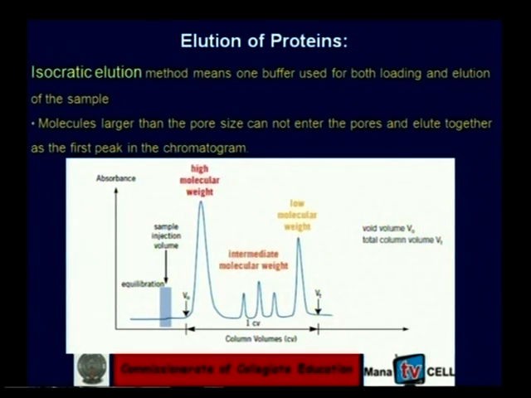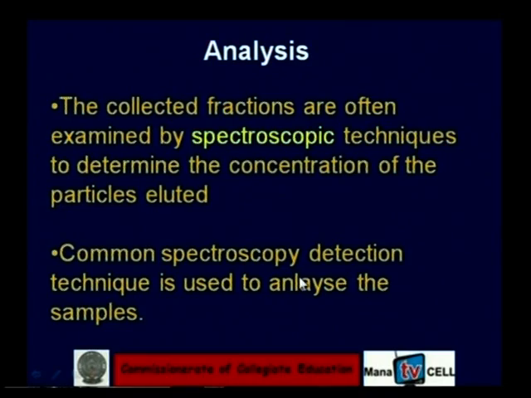Here the elution is isocratic elution, and this is the diagrammatic representation of how the particles elute. The first peak resembles the larger molecules, which elute sooner. The remaining are the different molecules which elute later. After all this process, we have to collect the fractions from the column and examine them under spectroscopy so that we can calculate the concentration of the separated particles.